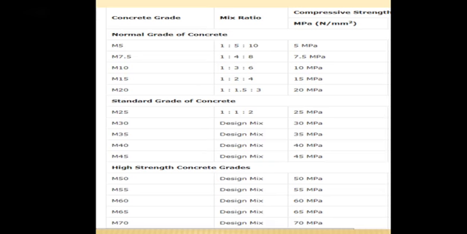For M7.5 it is 1:4:8. For M10, 1:3:6. M15, 1:2:4. M20, 1:1.5:3. M20 is the most used grade of concrete all over the world. Standard grades: M25, 1:1:2, and more than that, M30, M35, M40. For that we have to go for the mix design as per the IS code book.